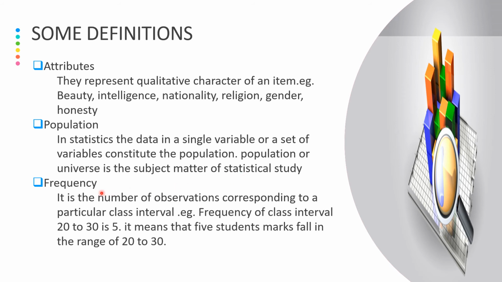Then we have the term frequency. This term you'll be coming across very often as we go on. What is frequency? It is the number of observations corresponding to a particular class interval, like you saw in the previous slide in quantitative classification of data. Here is another example. Frequency of class interval 20 to 30 is 5. What does this mean? It means that 5 students' marks fall in the range of 20 to 30.